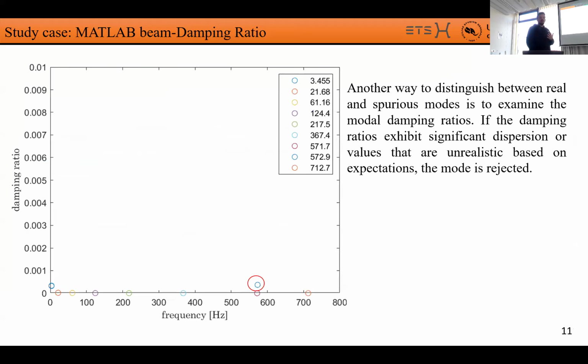For doing that, we could look at the damping ratio. In this case I didn't model any damping, but if you look at the frequency of 572, we have damping. So for this reason, I discarded this frequency.